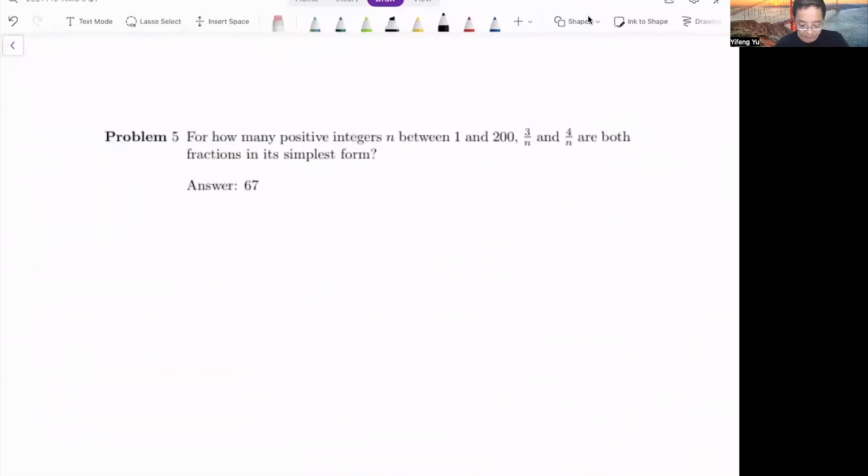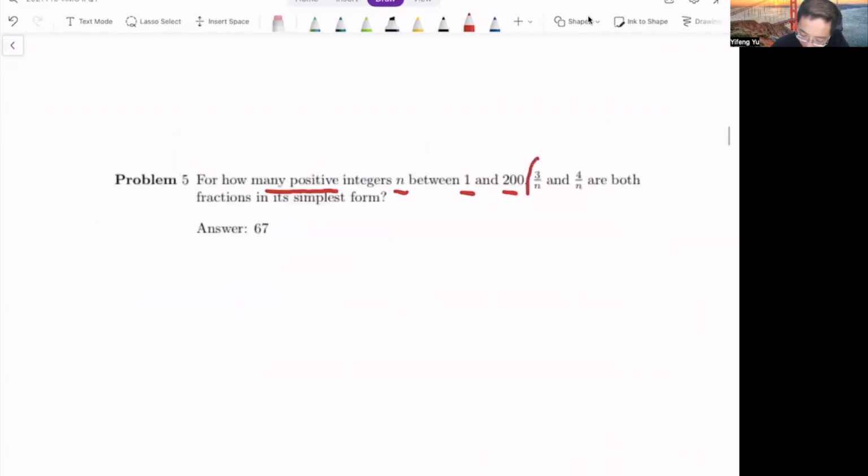Problem number 5. For how many positive integers n between 1 and 200 are 3 over n and 4 over n both fractions in the simplest form? Now, what does it mean as simplest form? It means we cannot reduce this fraction by dividing out a common factor. Right? Therefore, here you see what we have.